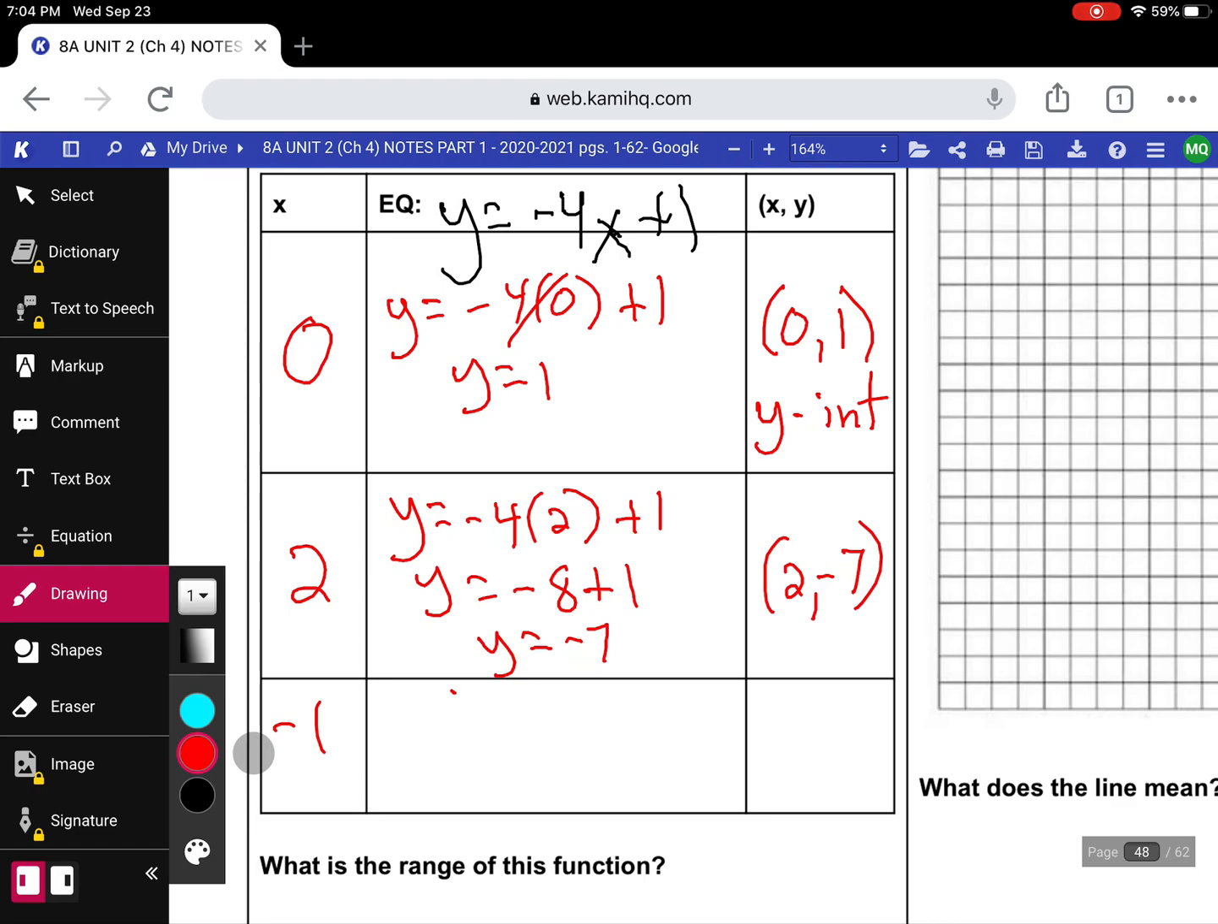Now, on my table of values, I don't know if Mr. Robert was a stickler about this. I kind of am. I like them to be in ascending order, meaning from smallest to greatest. I don't expect you to rewrite this. I just draw a little arrow to show that negative 1 would have come first.